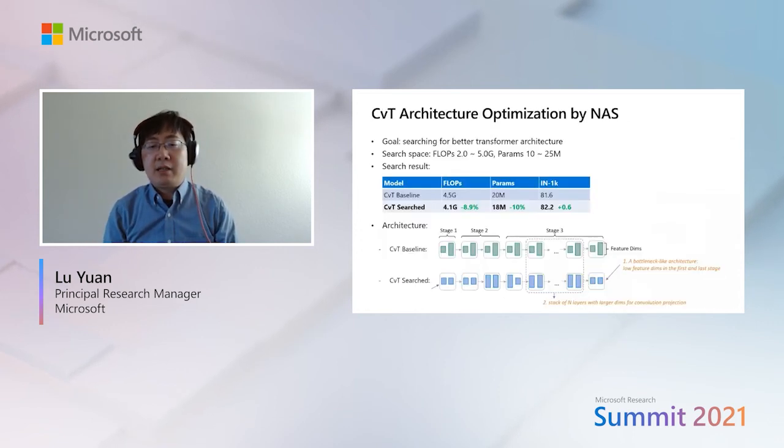As a result, the searched optimal CvT model achieved higher classification accuracy, with lower FLOPs and parameters than the CvT baseline. When we look closely at the two architectures, NAS helps find common design principles for us, like bottleneck designing and preferring more dimensions for projection layers. NAS framework has become indispensable to build foundation models.